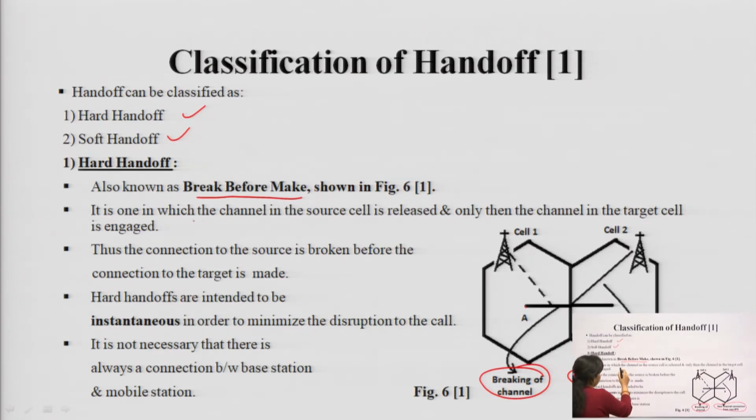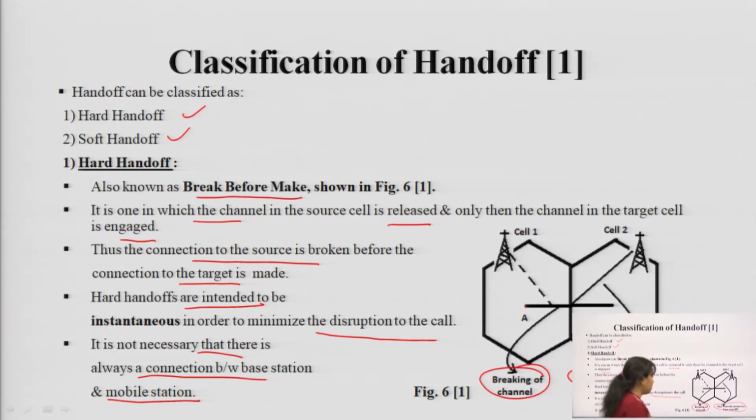It is one in which the channel in the source cell is released and only then the channel in the target cell is engaged. So, thus the connection to the source is broken before the connection to the target is made. So, this is the concept in the classification of the handoff. Now, hard handoffs are intended to be instantaneous in order to minimize the disruption to the call. Now, it is not necessary that there is always a connection between the base station and the mobile station. So, that is the concept that we have to consider, that the connection is not always set up before the previous one has been broken. So, that is the concept of hard handoff.